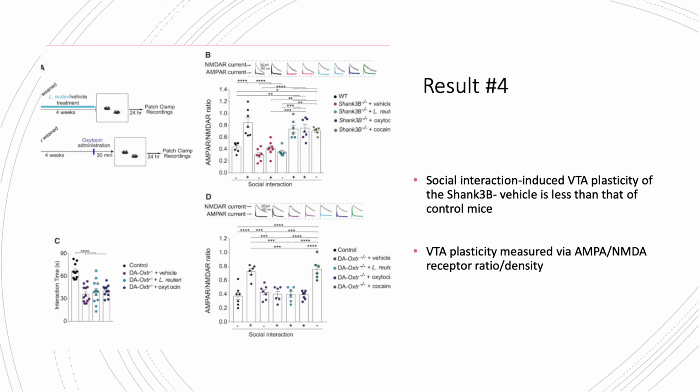And then this result is showing that what that is doing is affecting the ratio of AMPA to NMDA receptors in the VTA. And you can see here on the graphs how in the controls, the Shank3B minus, the Shank3B plus vehicle, plus L-reuteri, when they were treated with L-reuteri, there was an increase in the AMPA to NMDA ratio, which is a good thing for the VTA plasticity.